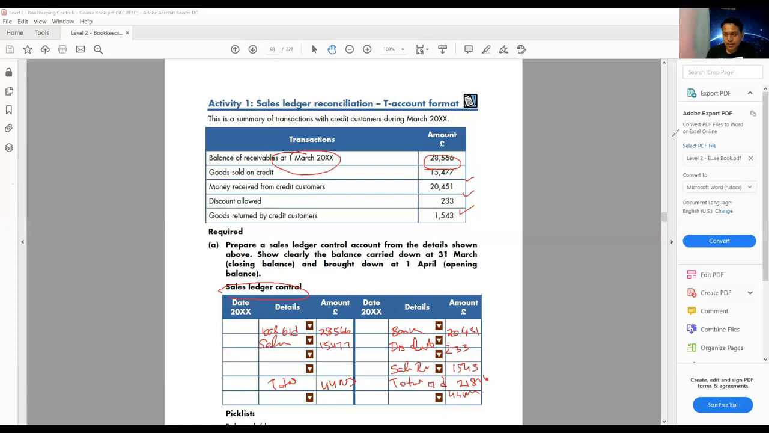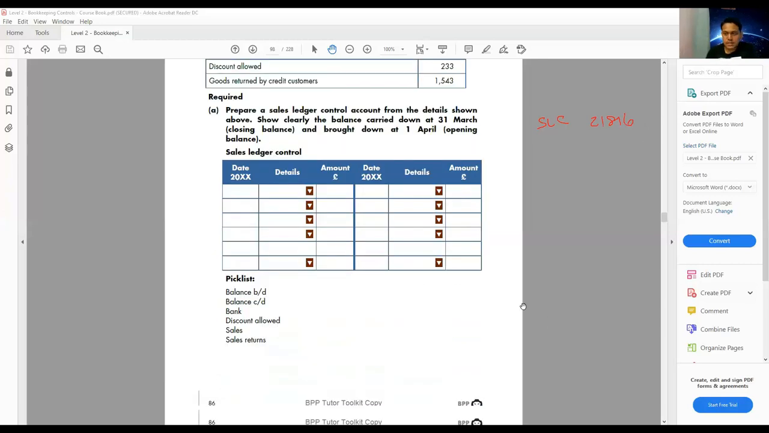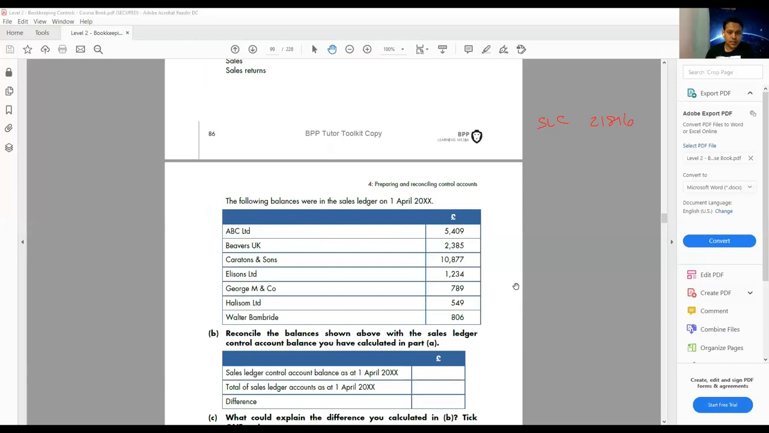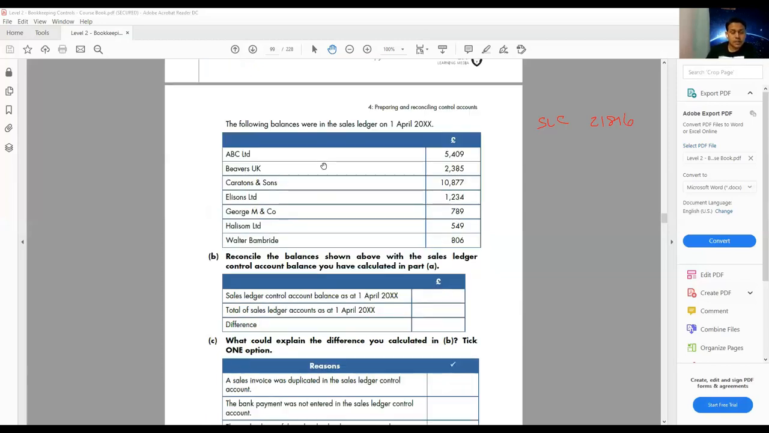So let's write it down. Let's make it clear. I know we said that sales ledger control is 21816. All right, so let's move on to the next one. So our sales ledger control balance is 21816. Now we talk about the individual balances, that is the sales ledger.